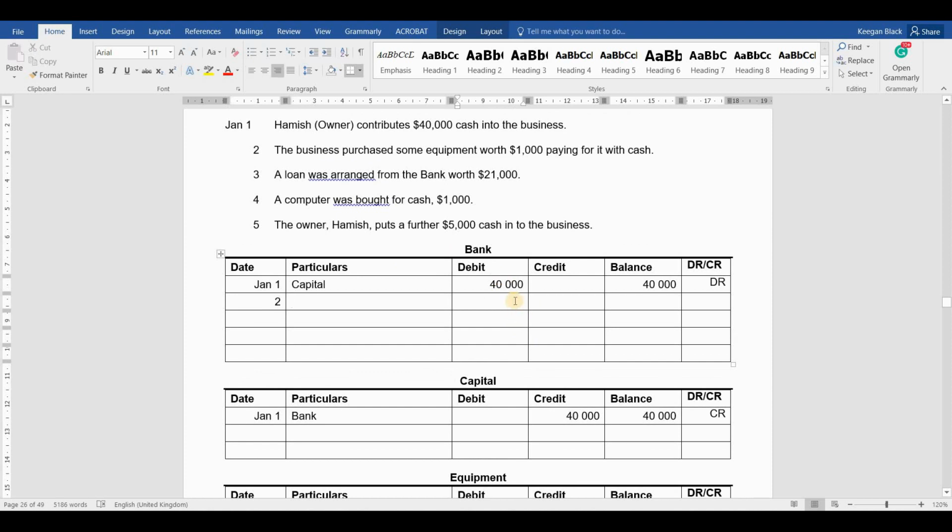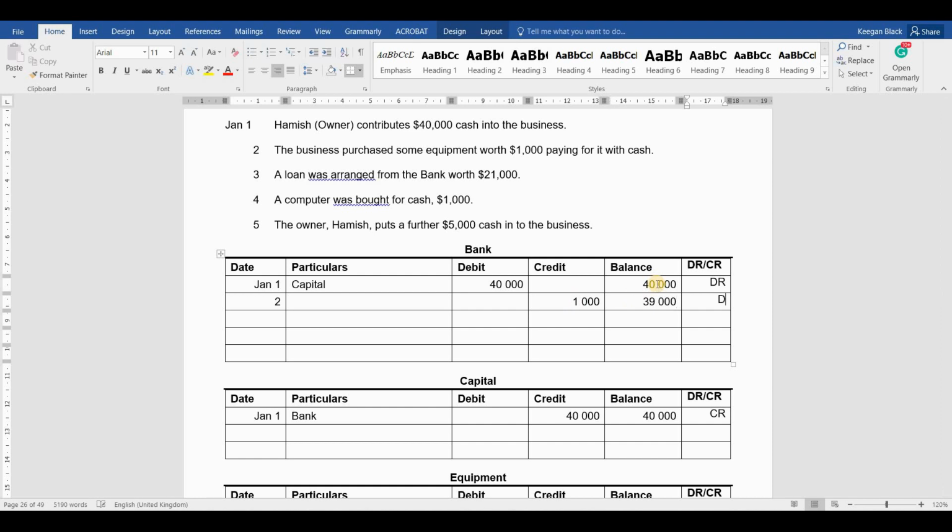A bank is on the debit side, and if I'm decreasing it, I do the opposite. Opposite to a debit is a credit for 1,000 smackaroos. Now this is the first time we've done a decrease. So in our balance, we had 40,000 of debit, but we're doing the opposite to debit. We're doing a credit. So whenever you do the opposite, you're going to decrease it. So this is going to become 39,000.